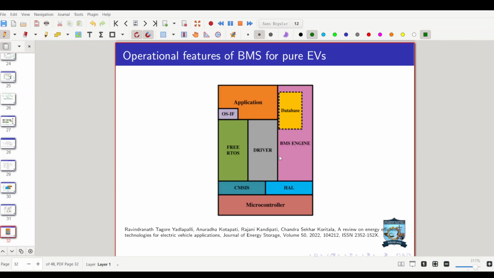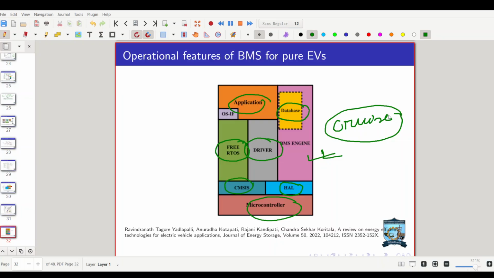So what are the operational features for a battery management system? There is a database, the BMS engine, there is the application, some drivers, some systems, real-time systems, hardware, real-time operating systems, and microcontrollers. So these are already integrated. If you drive any electric vehicle, you can always feel the presence of the battery management system. Suppose you go on a cruise control mode, then for petrol and diesel vehicles the fuel input is controlled, but when you go on a cruise control mode, to maintain the constant speed, the whole responsibility lies with the battery management system.